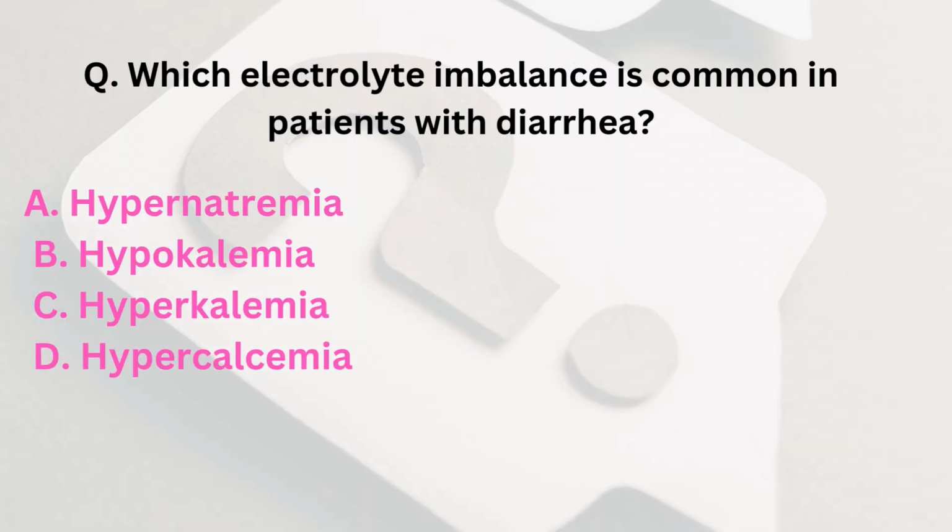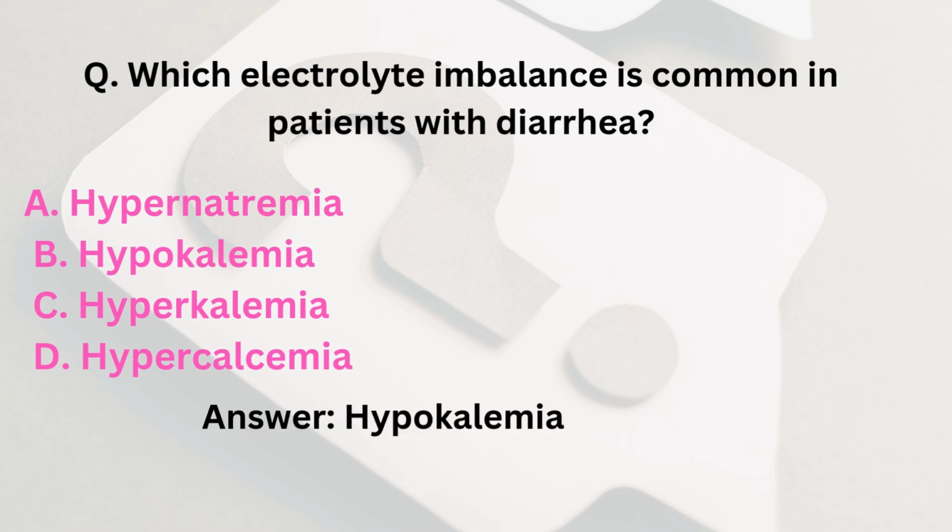Next question. Which electrolyte imbalance is common in patients with diarrhea? Options are hypernatremia, hypokalemia, hyperkalemia, and hypercalcemia. The correct answer is B, that is hypokalemia.